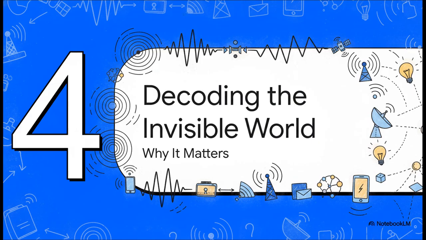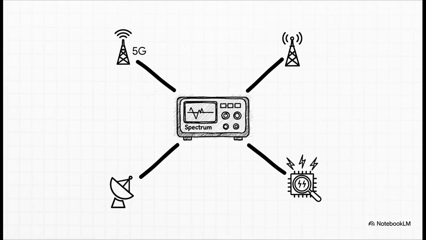So we've covered the what, the how, and the how-to. Let's wrap things up by talking about the why. Why does decoding this invisible world of signals matter so much in our world today? Well, who actually uses a spectrum analyzer? The answer is pretty much everyone in electronics. We're talking wireless engineers designing your Wi-Fi and 5G networks, broadcast technicians making sure TV and radio stay on the air, aerospace and defense folks working with radar and satellites, even technicians whose whole job is just to hunt down sources of electronic interference. For all of these people, it is an absolutely essential tool.